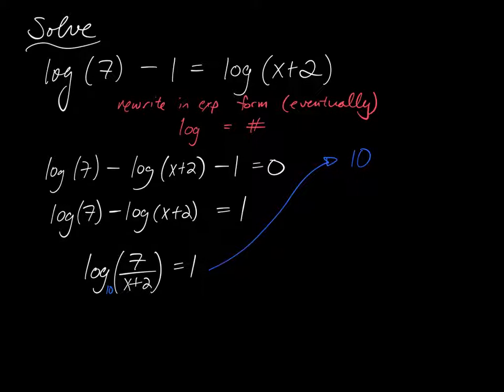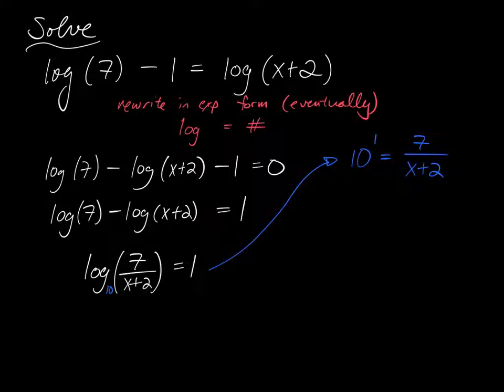I know the log equals the exponent, so I know this is the exponent, and that the exponent goes with the base. So the exponent is 1, and this base to the exponent will equal the argument, so 7 over x plus 2.